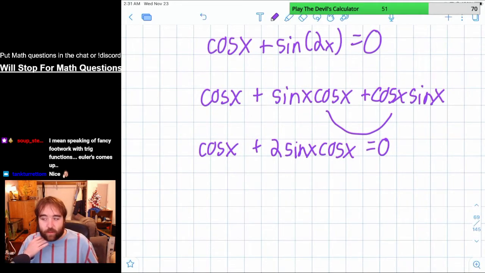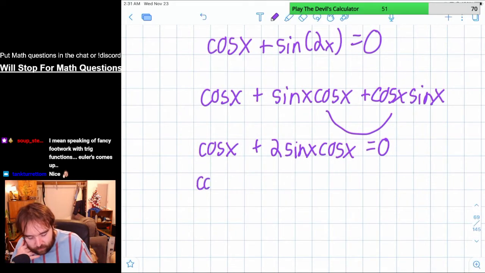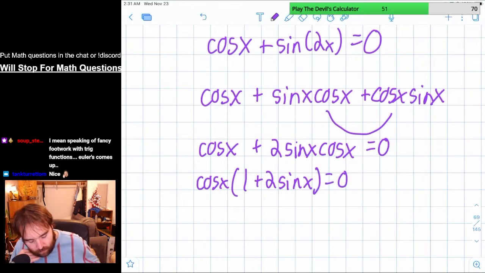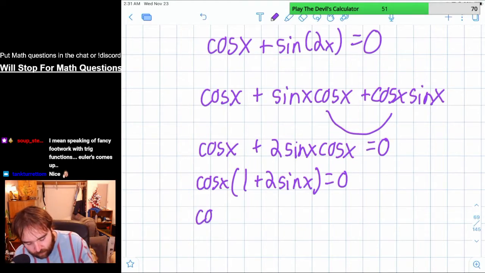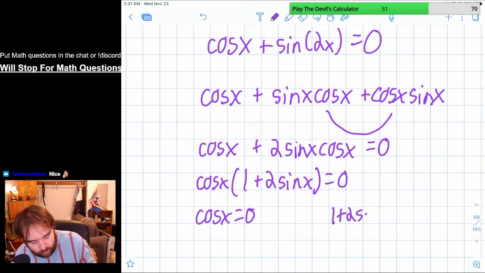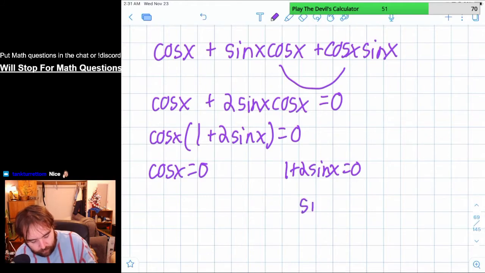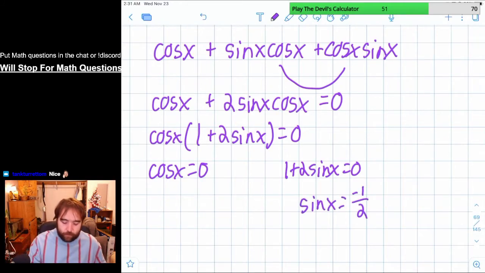And a lot of the times it's good to factor. So I'm going to factor out a cosine of x, because then what am I left with? 1 plus 2 sine of x equals 0. And now it's the whole deal. You got two things multiplied together to get 0. You set them both equal to 0. So cosine of x equals 0, and 1 plus 2 sine of x equals 0. So we're looking for when sine of x is -1/2.